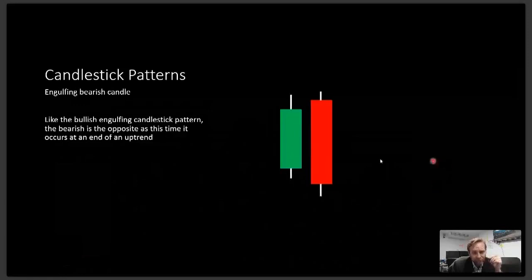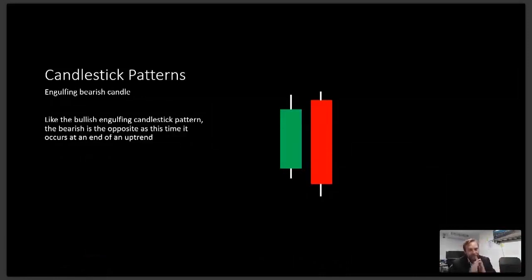So remember the rules. The body has got to totally engulf the previous bullish candle to give us a hint and appear at the top of an uptrend, whereas the bullish engulfing candle has to appear at the end of a downtrend. This has to appear at the top of an uptrend to give us a hint of a reversal. And like I say, this is what traders try and identify for the change in direction. Let's give you an example.